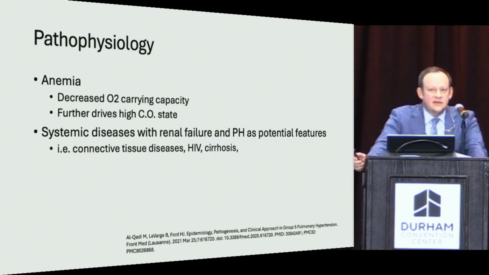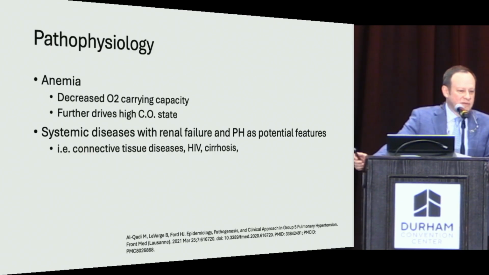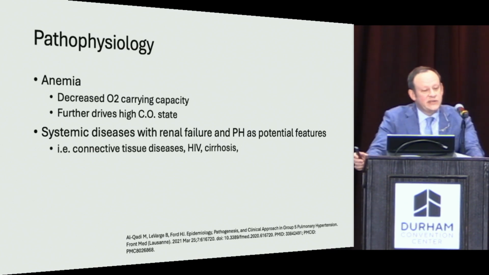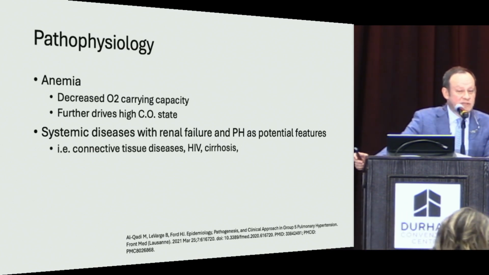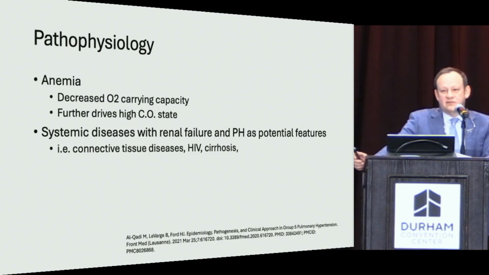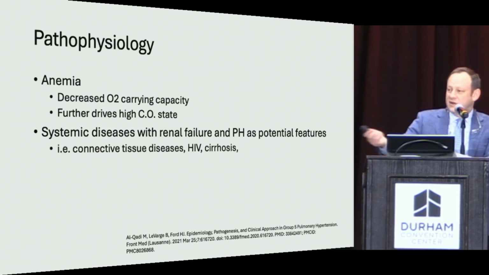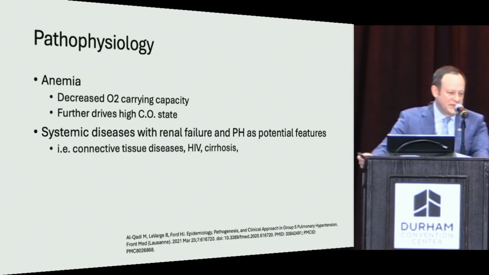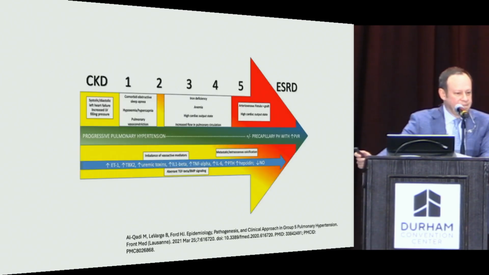Anemia is seen in the context of these patients with decreased oxygen carrying capacity, and it also further drives the high cardiac output state that we see in patients with AV fistula. And then there are systemic diseases for which renal failure and pulmonary hypertension are features that can also cause more of a group 1 or pre-capillary pulmonary hypertension phenotype, particularly our connective tissue disease population, which we've heard a lot about this morning.